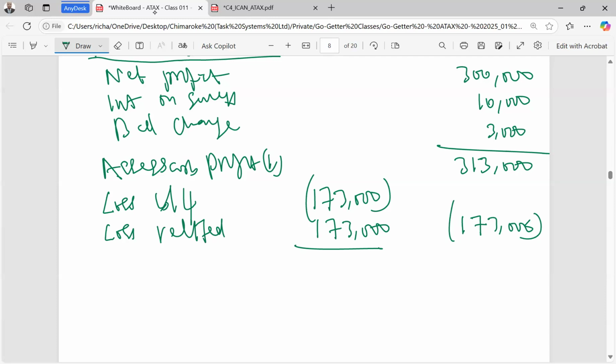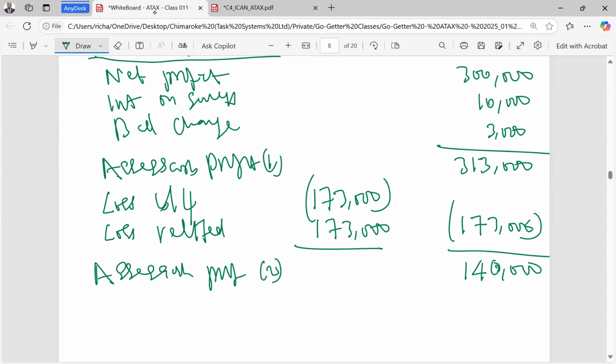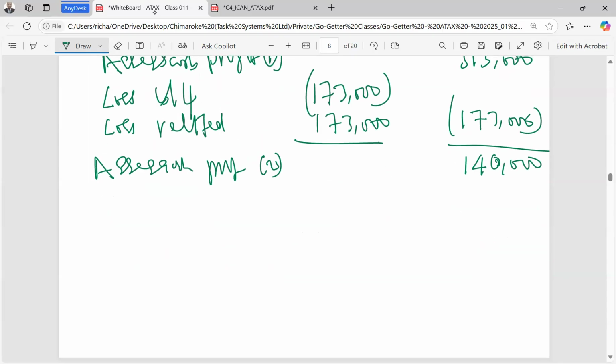So 3 minus 3 give me 0. Now 11 minus 7, 8, 9, 10, 11. So that is going to be 4. Then here will become 2 minus 1 is 1. So this is 140. Your accessible profit 2 is 140,000. All right.